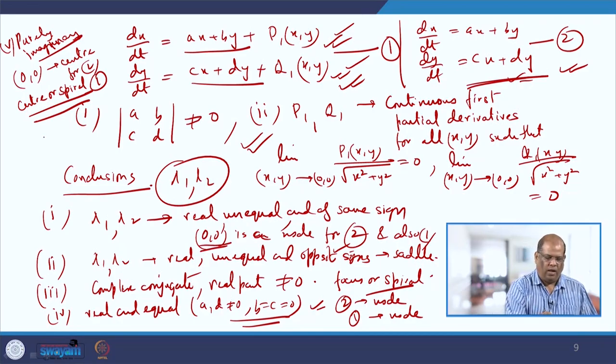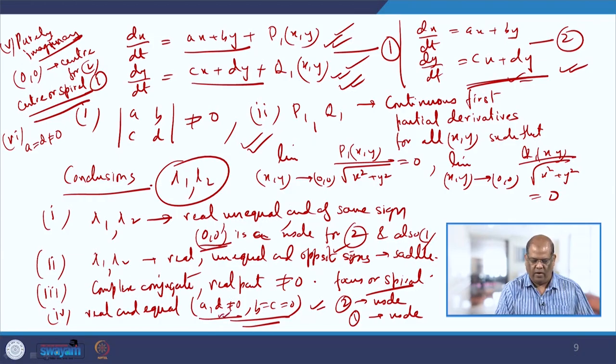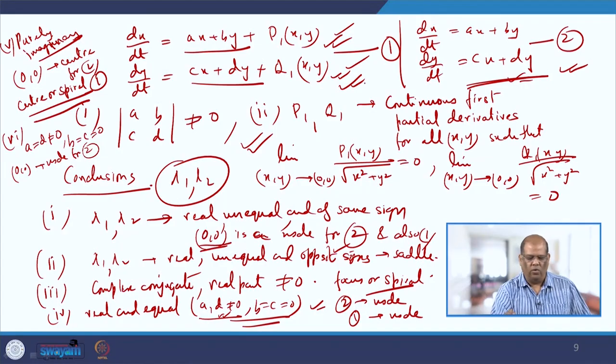And similarly, if your roots are real and equal with the condition A, D not equal to 0. Like here A and D are not equal to 0, but they can be different values. But here, if A is equal to D and non-zero, and B is equal to C equal to 0, in that particular case (0, 0) is a node for system 2, but for system 1 it can be a node or a spiral.